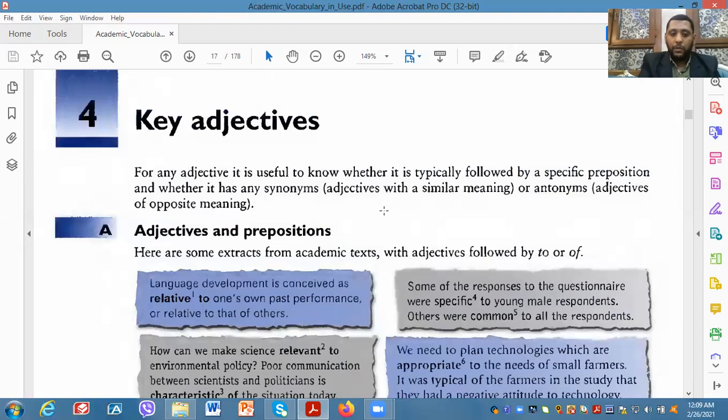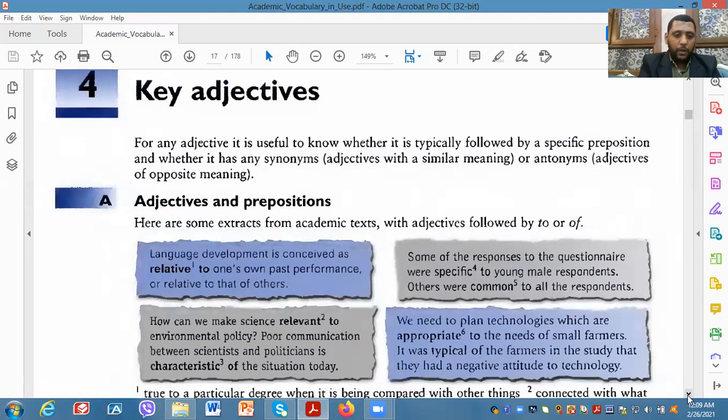So it will be a good idea whenever you come across an adjective to see its synonyms and its antonyms, as well as to ask yourself if it is a typical adjective that's followed by a specific preposition. Okay, hopefully this was understood. Let's go to A now, adjectives and prepositions. Here are some extracts from academic texts with adjectives followed by to or of. Okay, let's see what it's about.